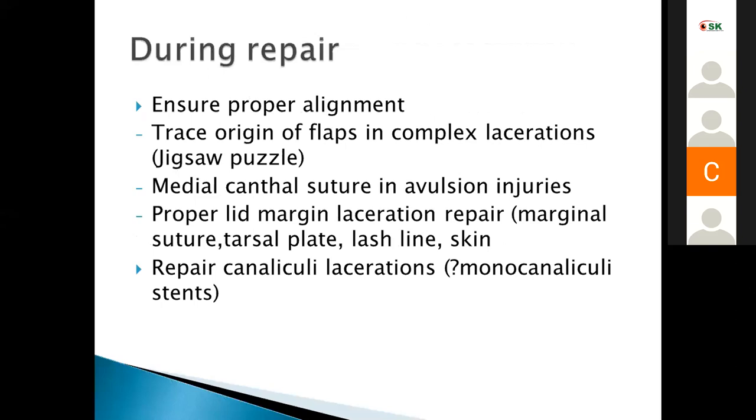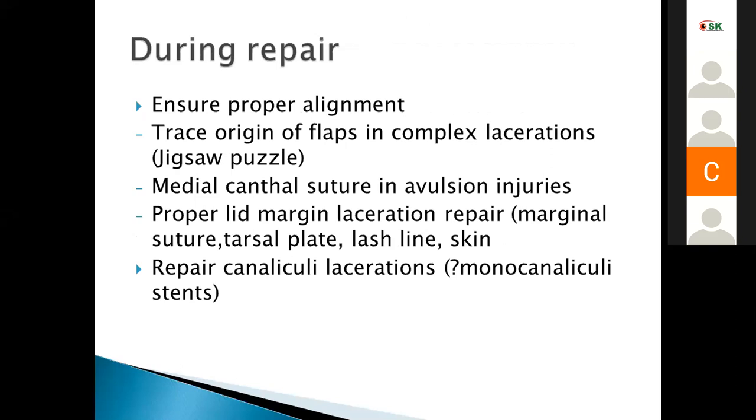During repair, what are the most important things that you need to do? One of the most important things is to ensure proper alignment of the lid. Of course, the lid is very important for the cosmetic aspect of the eye, so the contours of the eyelids need to be maintained at the end of the injury.